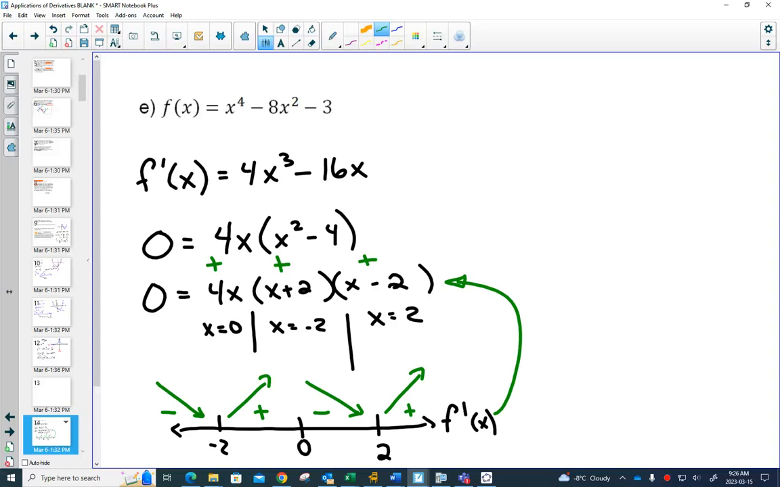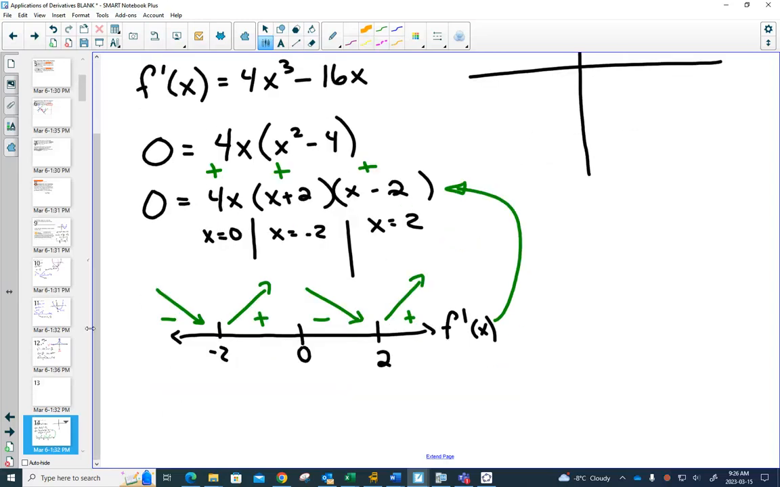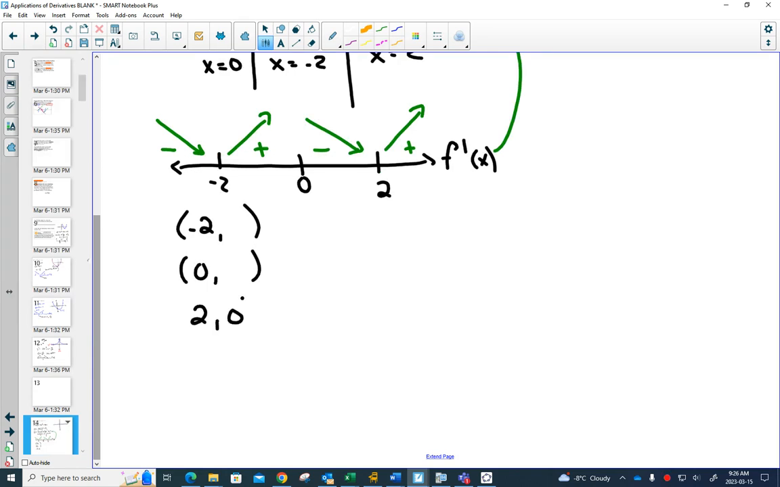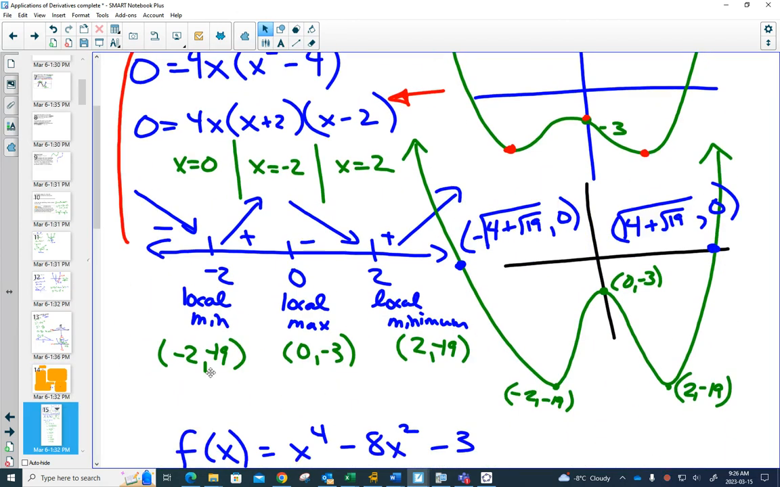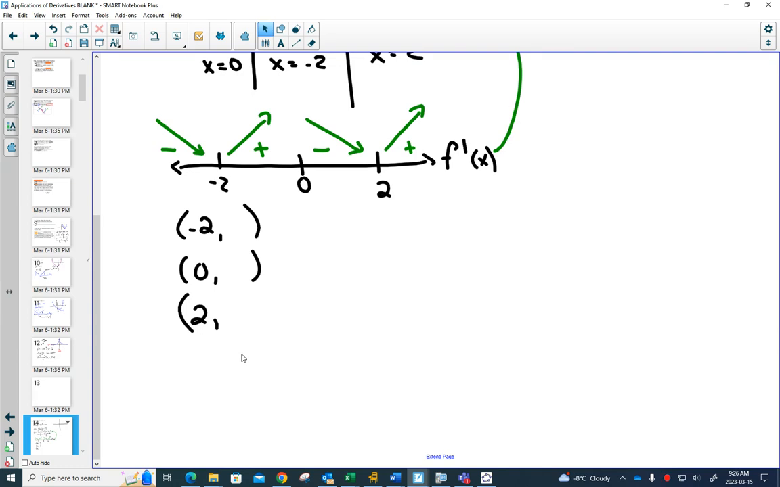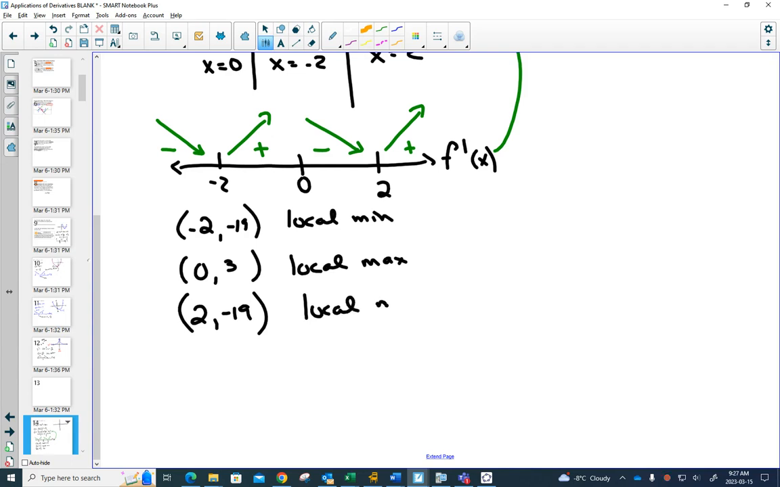So as far as our graph goes, we know we have 2 minimums, 1 maximum, and we know the shape of our graph. Drawing it off to the side, I'm going to figure out what these points are. Negative 2 comma something, 0 comma something, and 2 comma something. I'm going to cheat so we can go faster and look at my previous work. 2, negative 19, 0, negative 3, and 2, negative 19. Okay. And I'm going to label this one, we're going to call this a local min, local max, local min.